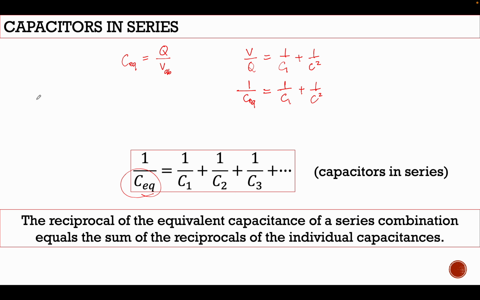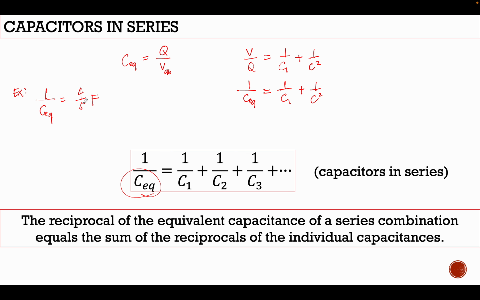So, let's say for example, if our value of 1 over the equivalent capacitance is equal to 4 over 5 farad, to get the value for the equivalent capacitance, we want to get the reciprocal of 4 over 5.